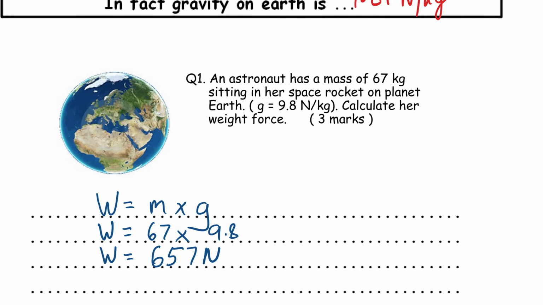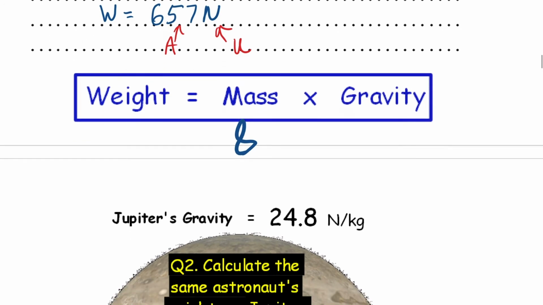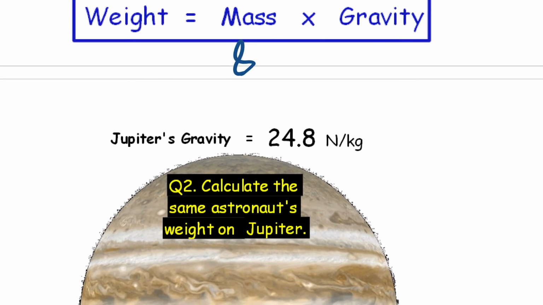So firstly, an astronaut has a mass of 67 kilograms sitting in her space rocket on planet Earth. That's a value for G to 1 decimal place. Calculate her weight, force. So just remember what we always do with calculations: equation, number, answer, there's your answer, and there's your units. That's how to get your full marks. Just a reminder underneath there of the equation you use.